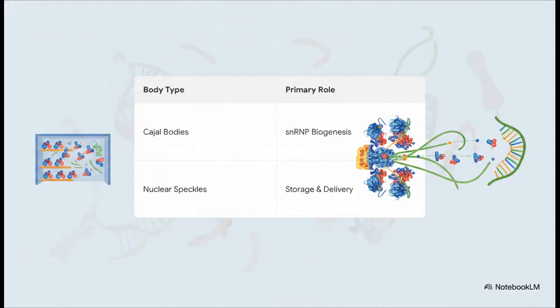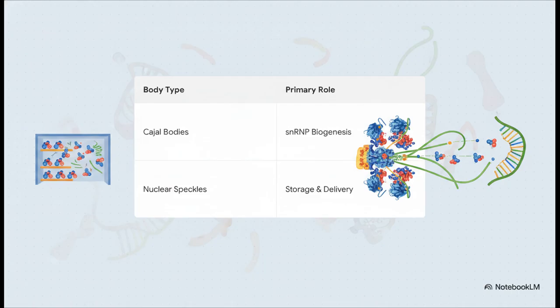To understand how these neighborhoods work together, let's compare two closely related ones, Cajal bodies and nuclear speckles. You can think of Cajal bodies as the manufacturing plants. Their main job is building and modifying snRNPs, small nuclear ribonucleoproteins. These are the vital components of the spliceosome, the machinery that actively edits our RNA.